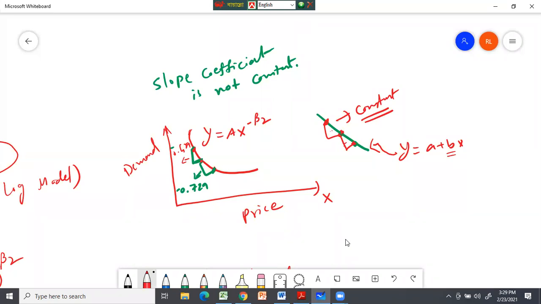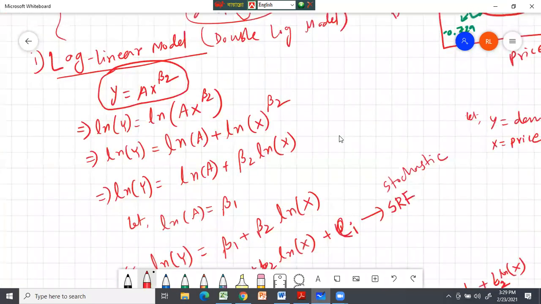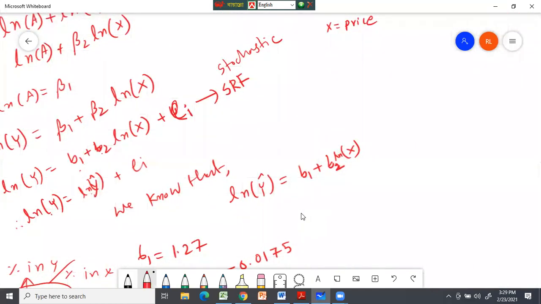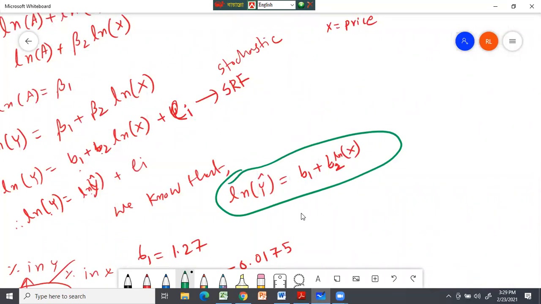So when we have applied the log form on both sides, in the dependent variable side as well as in the independent variable side, like this, when we have reconstructed the model using the log form, we find that this is our final model, ln y hat equal to b1 plus b2 ln x. And if you plot it graphically, it would be a straight line.